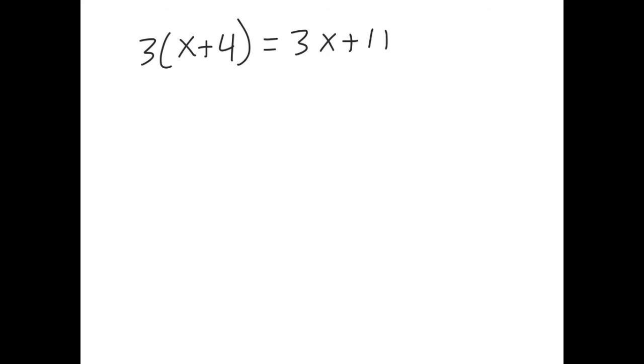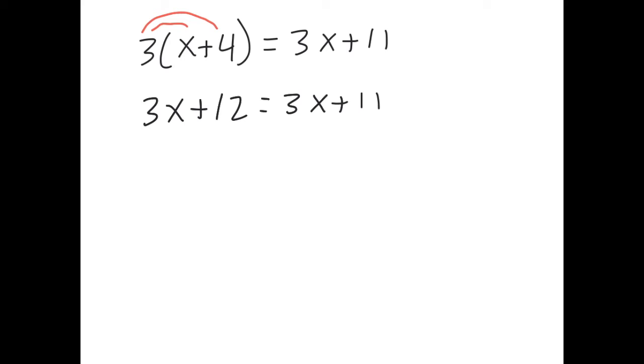Remember, if you have a number in front of parentheses, you take that number and multiply it by both numbers inside the parentheses. So first we have 3 times x, which will give us 3x, and 3 times 4, which will give us 12. And the rest of the equation drops down.